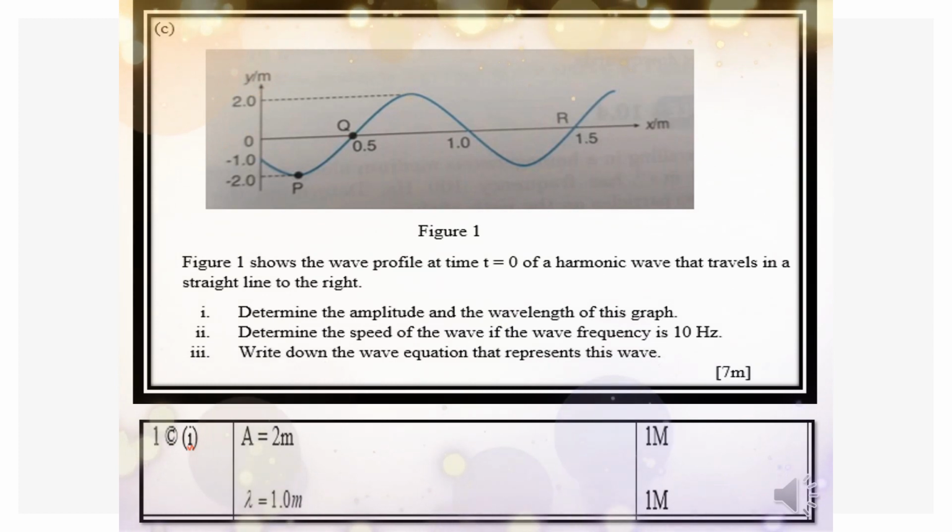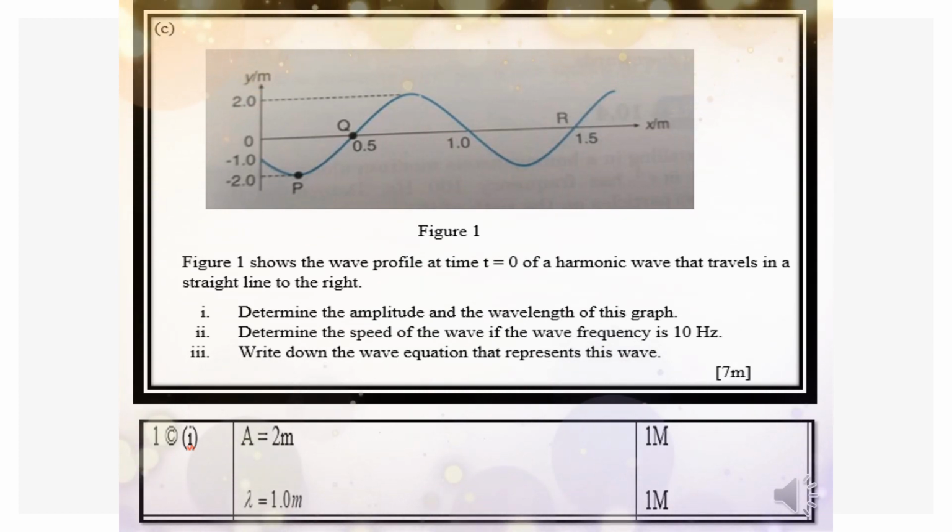Okay, distance from 0, kat sini Q, sampai kepada maximum displacement. Okay, di sini adalah lambda per 4. Okay, kemudian kita akan dapat lambda per 2, 3 per 4 lambda, sampai ke sini lambda. Jadi distance daripada Q sampai ke R ini adalah 1 lambda. Okay, jadi berapakah nilai bagi lambda? Jadi nilai bagi lambda adalah sama juga dengan 1.5 kena tolakkan dengan 0.5. Maka kita akan dapat 1 meter.